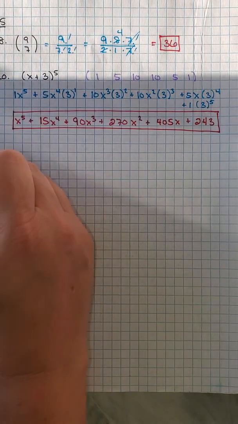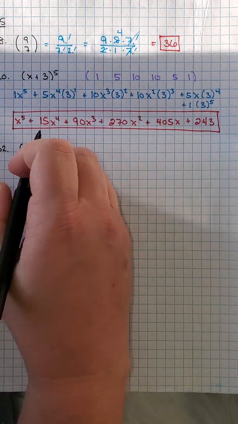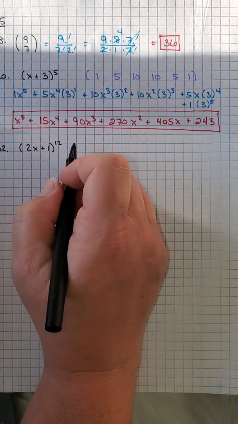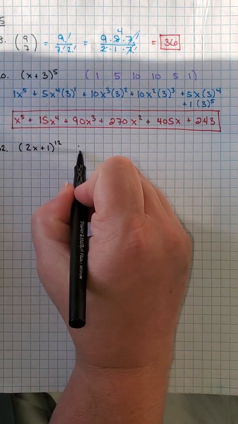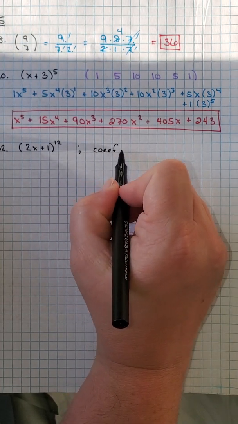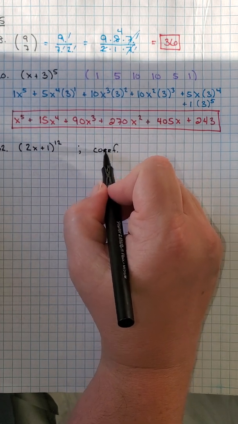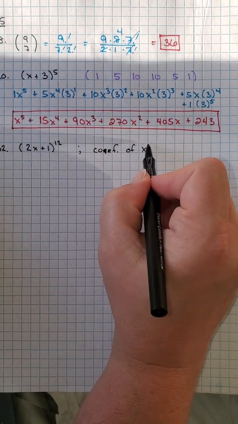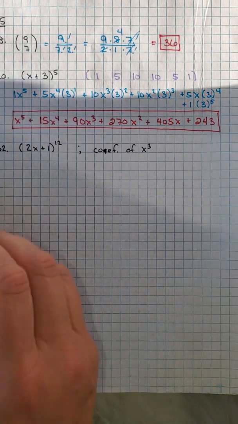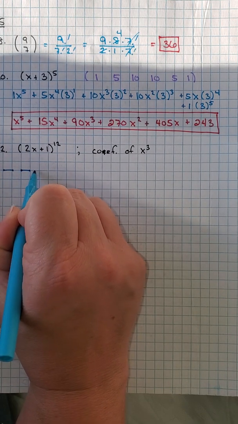And then the last problem in the classwork was number 32, where you have 2x plus 1 to the 12th. Luckily, we are not expanding that whole thing. We're just looking for the coefficient of x to the 3rd. Alright, so if it has x to the 3rd, we have a 12th power, so that means there will be 13 terms.